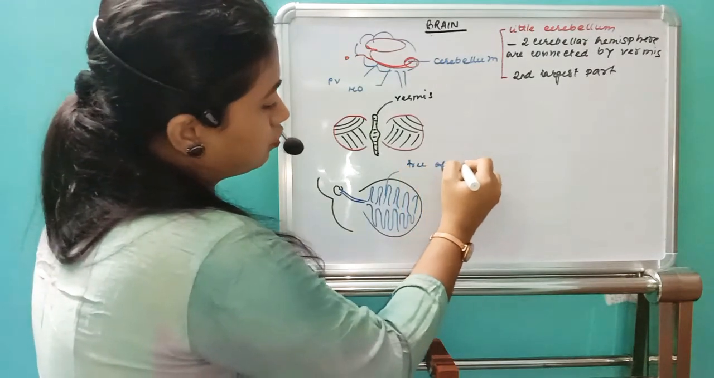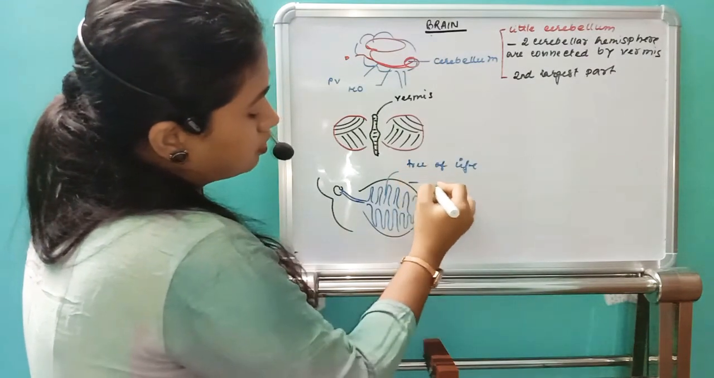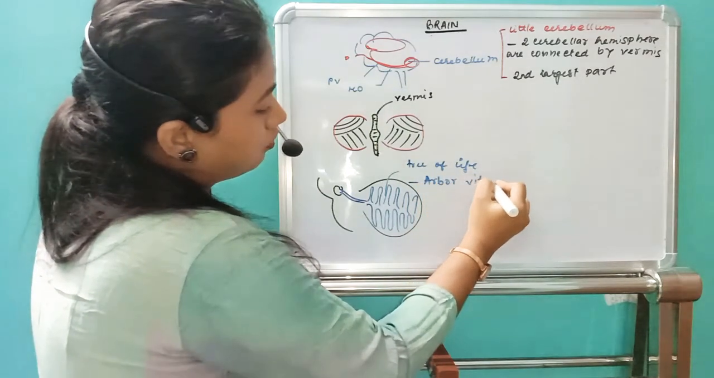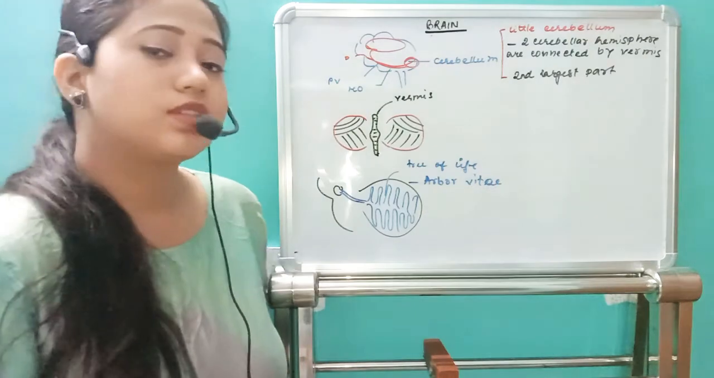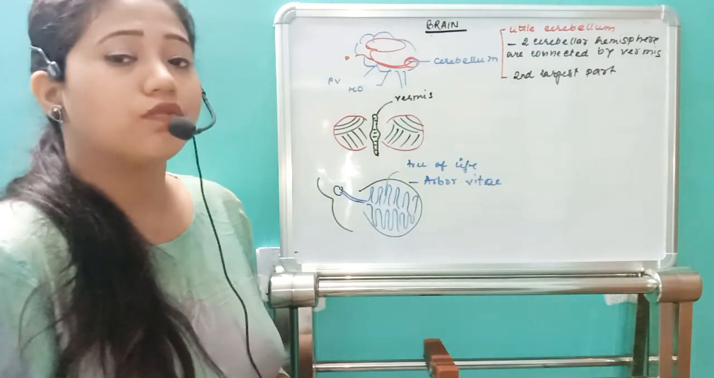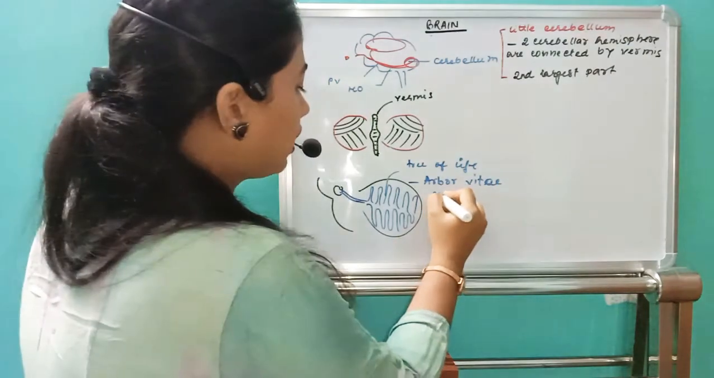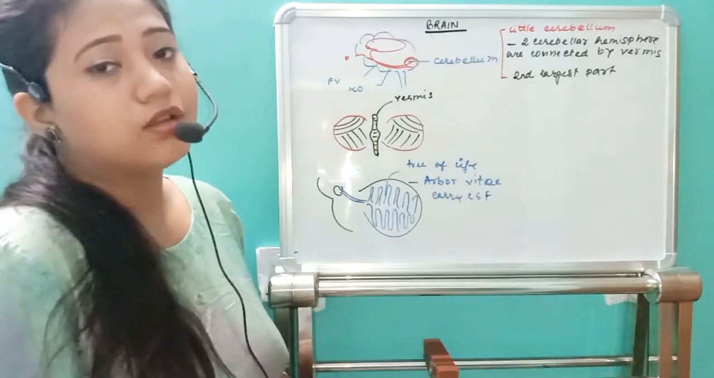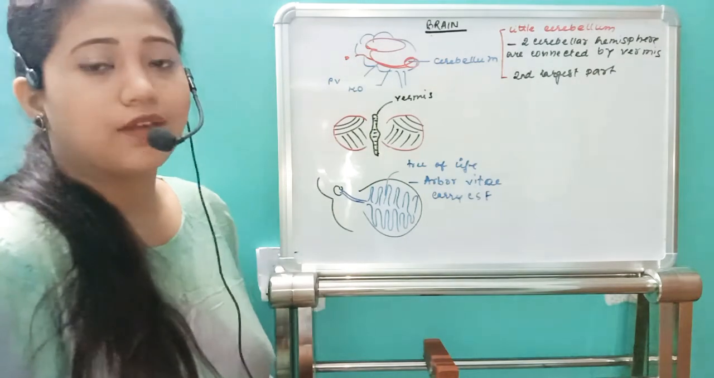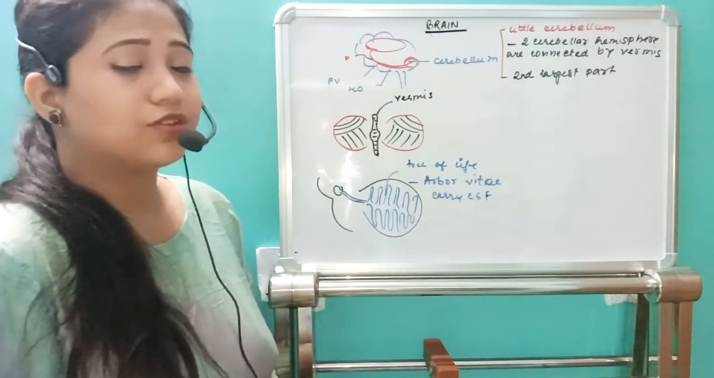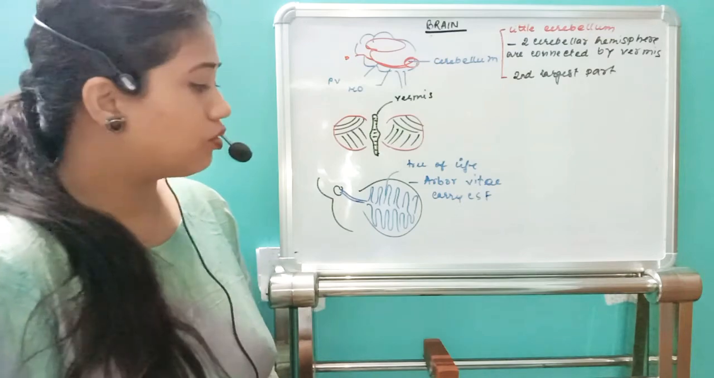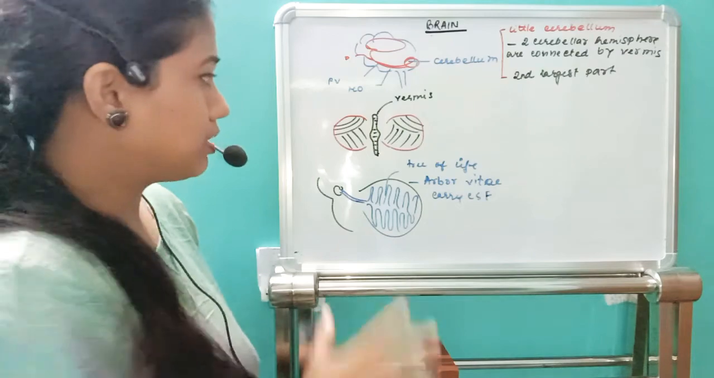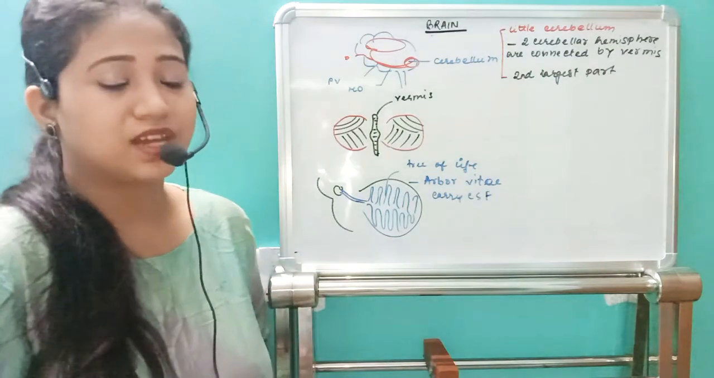This is called the tree of life, or in biology it's called arbor vitae. Okay, this is the arbor vitae. The main function of the arbor vitae is to carry CSF, cerebrospinal fluid, from the pons varolii. In the pons varolii, we have the fourth ventricle. From the fourth ventricle, the CSF will enter into the cerebellum via the arbor vitae. Now, these are the important points you need to know about the cerebellum.